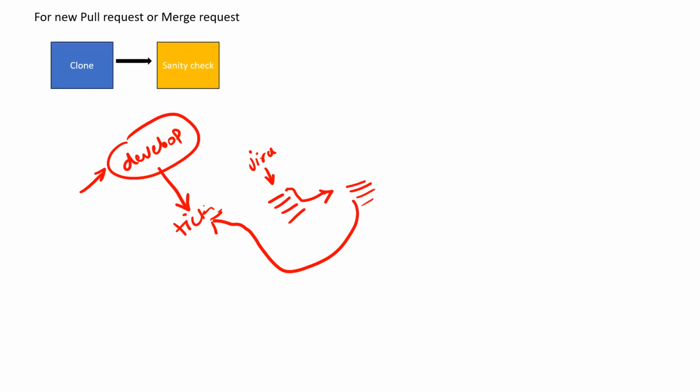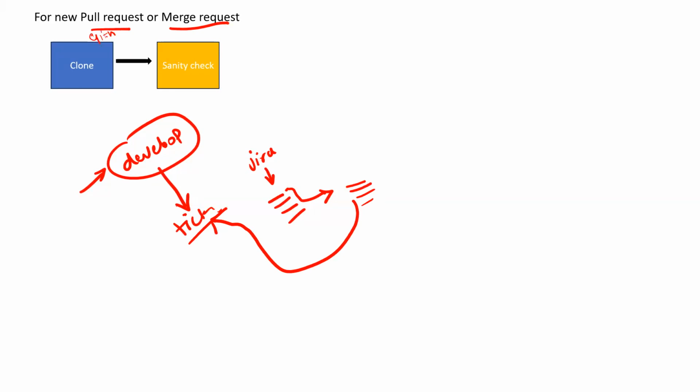So once he creates the branch with that ticket ID and he can do his changes in this particular branch, and once he gets the confidence that this code is working fine and wants to merge it onto the develop, he raises a pull request, or in some of the SCMs we call it a merge request. In GitHub we call it a pull request.